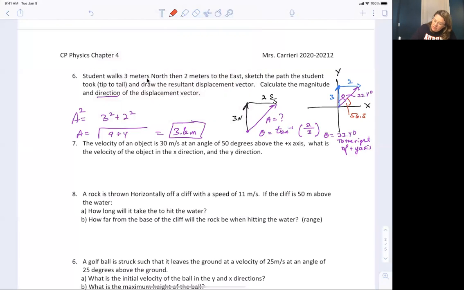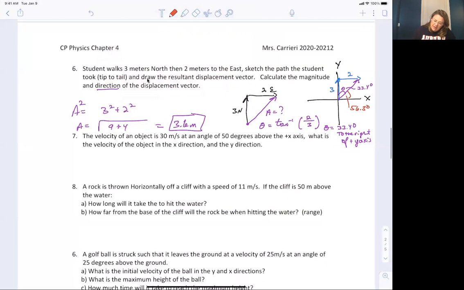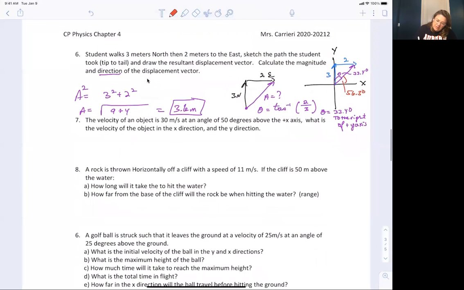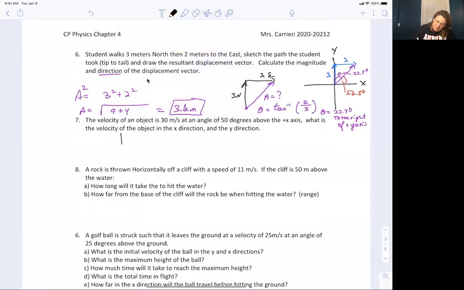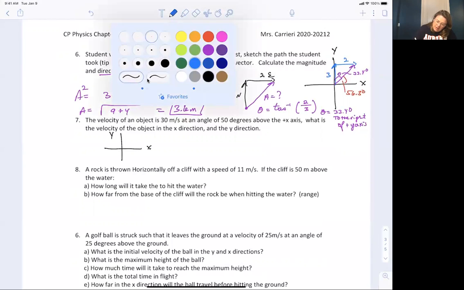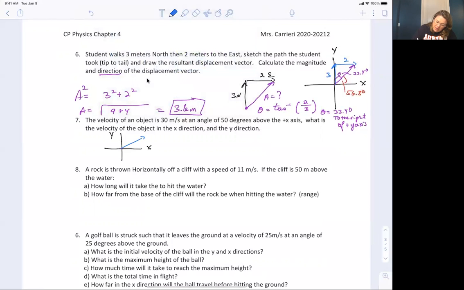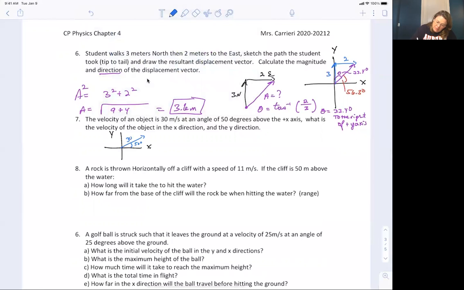0.3 degrees. So that would be another way to say it: 56.3 degrees above the positive x-axis. Okay, the velocity of an object is 30 meters per second, 50 degrees above the positive x-axis. So here's my x-axis, here's my y. I know that I am above it at 50 degrees, and I have 30 meters per second. What is the velocity in the x and y direction?